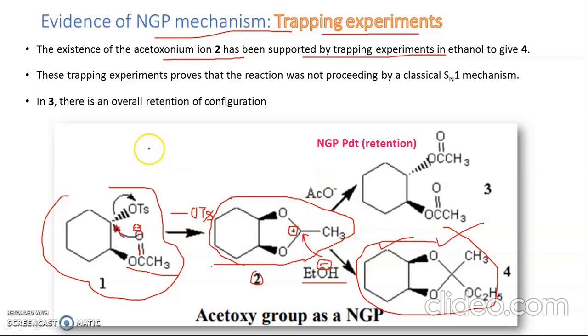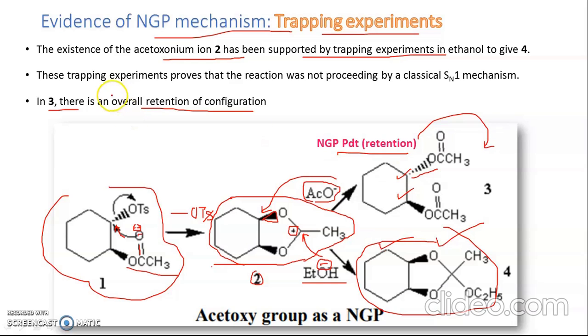And there is another possibility, that is 3. There is overall retention of configuration. So this is actually the NGP product. Here if you are attacking the molecule with acetate ion, then it will attack from the lower side because on the upper side there is this carbon-oxygen bond. So now you are getting the bond which is not above the plane, it is below the plane. Basically this molecule is 1,2 disubstituted, and in both the 1 and 2 positions there is an OAc group. So this is our actual NGP retention product because NGP is taking place here. The acetoxy group is behaving as NGP.